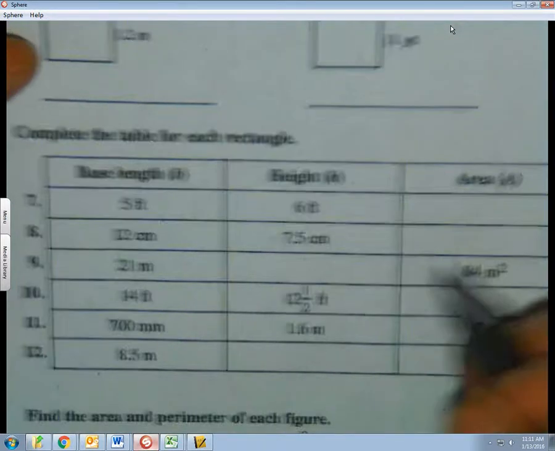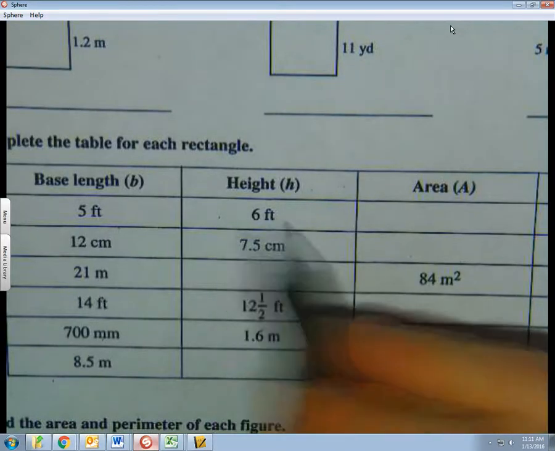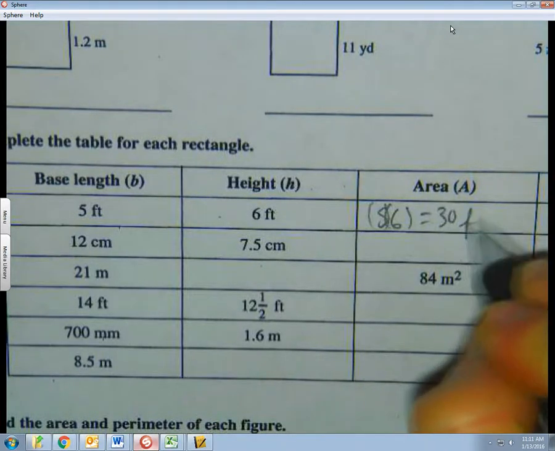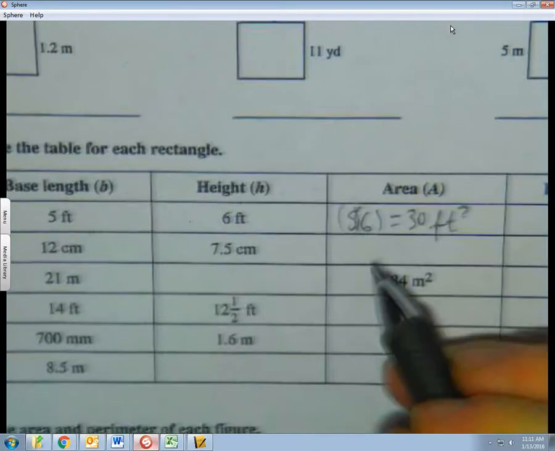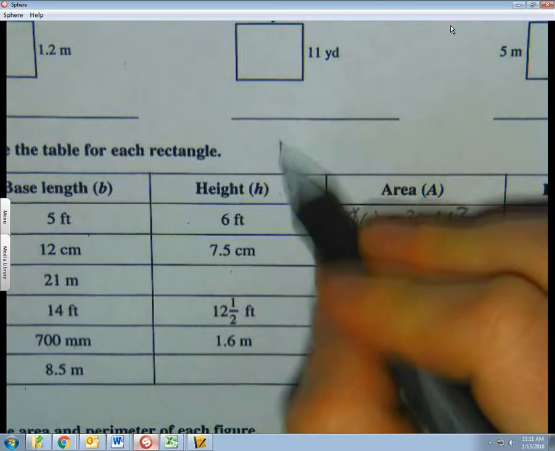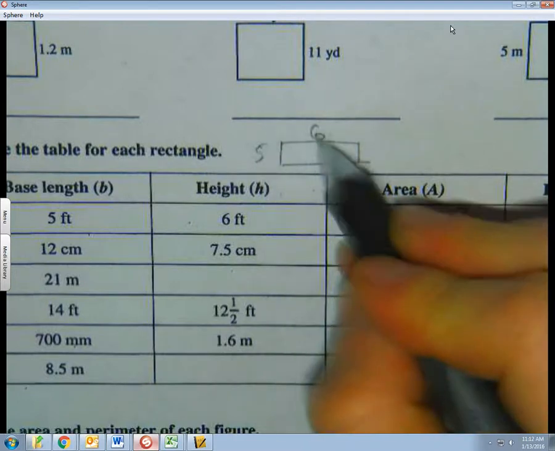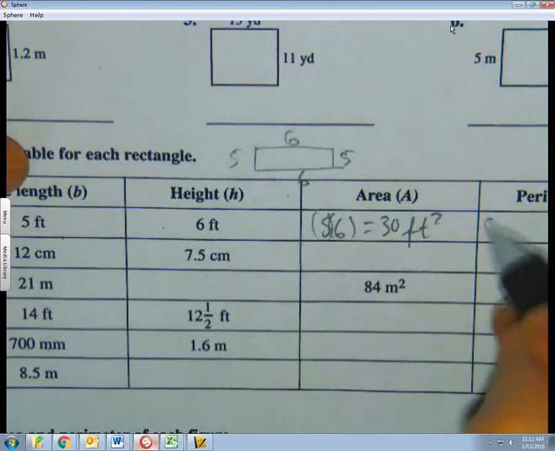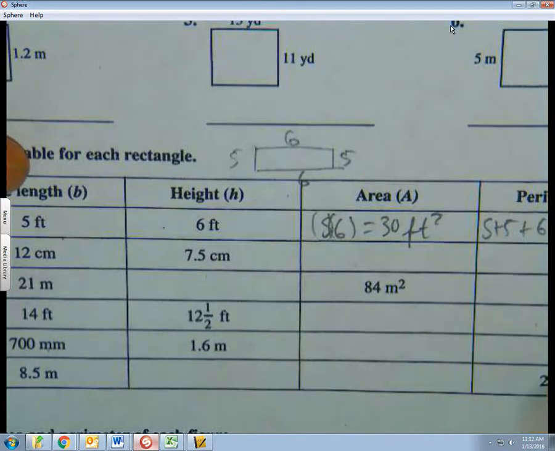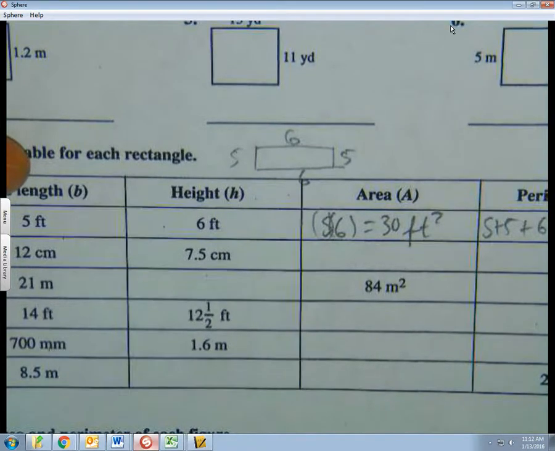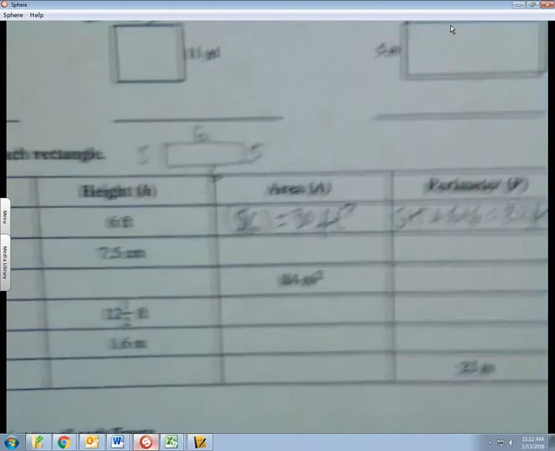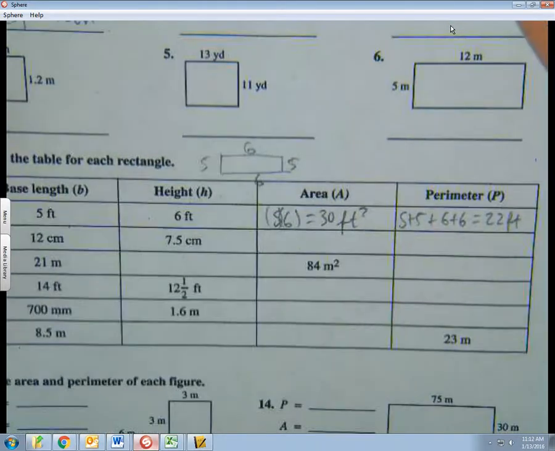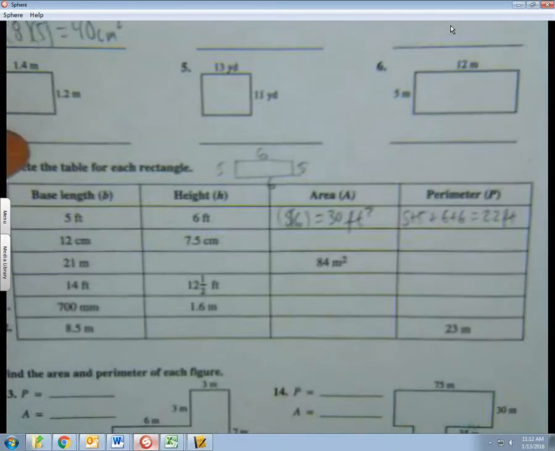So same thing here. Base times height is area. 5 times 6 is 30. Feet squared, because it's feet. And then the perimeter, well, if it helps, you can draw a picture. You've got 5, you've got 6, so that's going to be 5, that's going to be 6. So 5 plus 5 plus 6 plus 6 is 10 plus 12, which is 22 feet. And perimeter is a linear term, as we looked over yesterday. Let me zoom out enough where you can see all this. All right, that should be a little bit better.